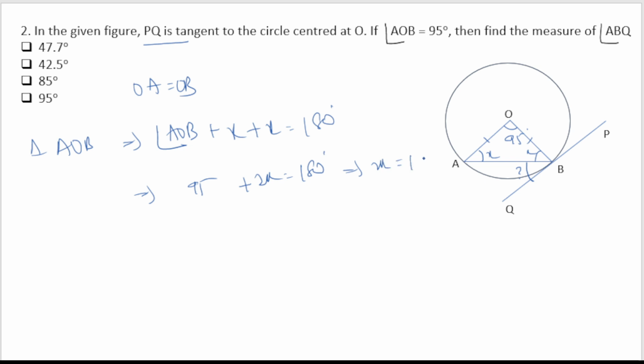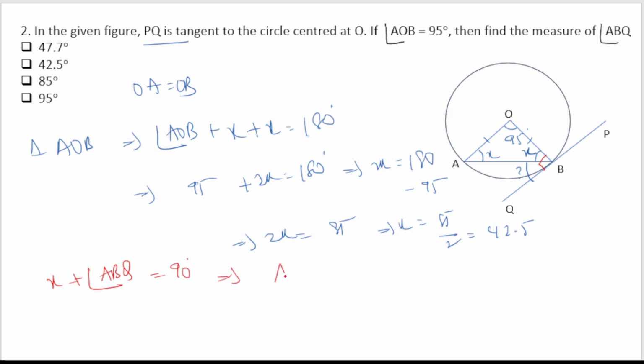So 2X is equal to 180 minus 95. So 2X is equal to 85. So here X is equal to 85 divided by 2, which is 42.5. OB is radius and PQ is the tangent. Radius is perpendicular to tangent. So angle X plus angle ABQ is equal to 90 degrees. So angle ABQ is equal to 90 degrees minus 42.5. It is 47.5. First option.